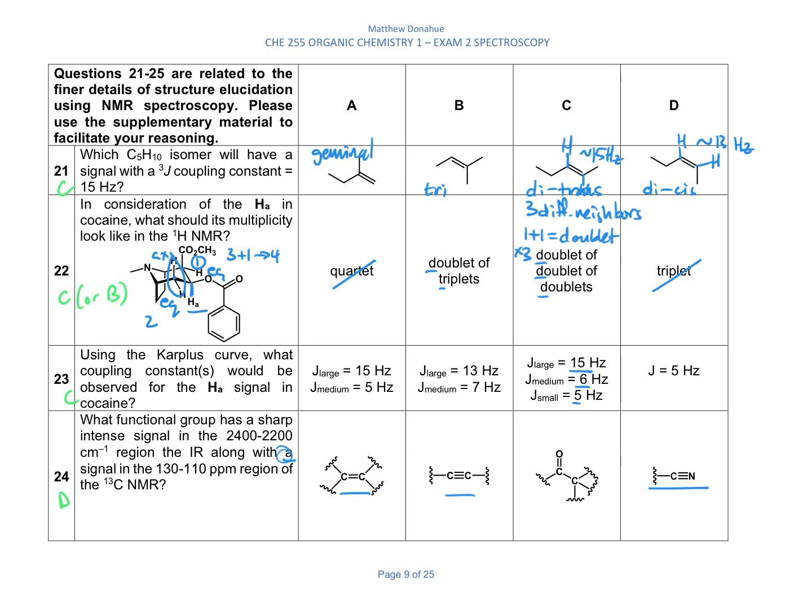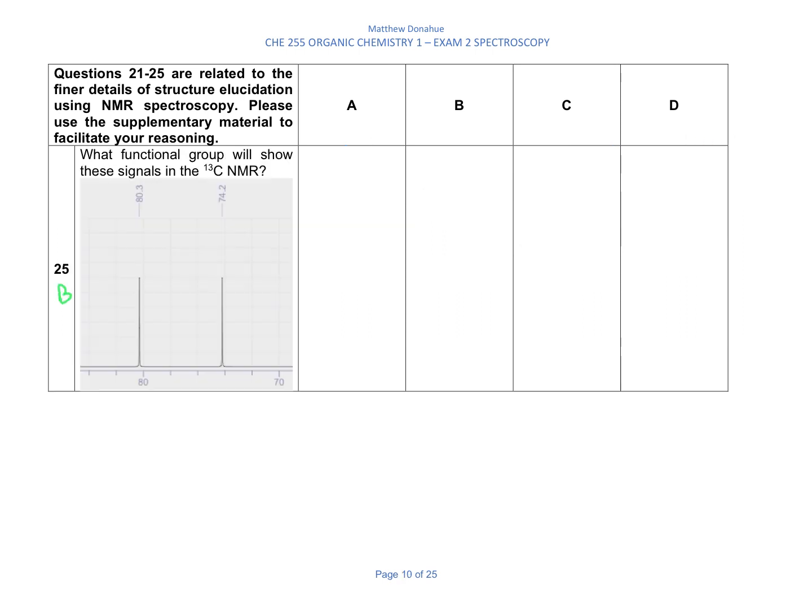Now when we go to 25, this is going to be B, because now we see 2 signals. That's going to be your triple bond in the carbon NMR. So again, pay attention to the wording and use the supplementary information for the spec data that's given to you in the back of the exam.